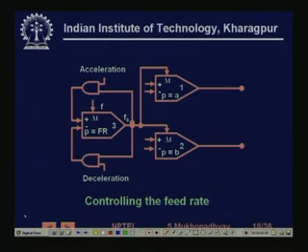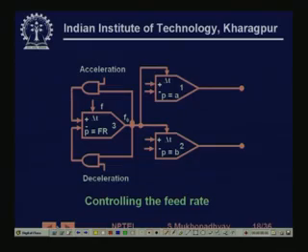Now, sometimes you need to control the feed rate. Why do you need to control the feed rate? Because the classic example is point to point systems. You may like to move from point A to point B very, very fast. So you go at high speed and give very fast feed rates, but then when you approach the final point, you slow down.